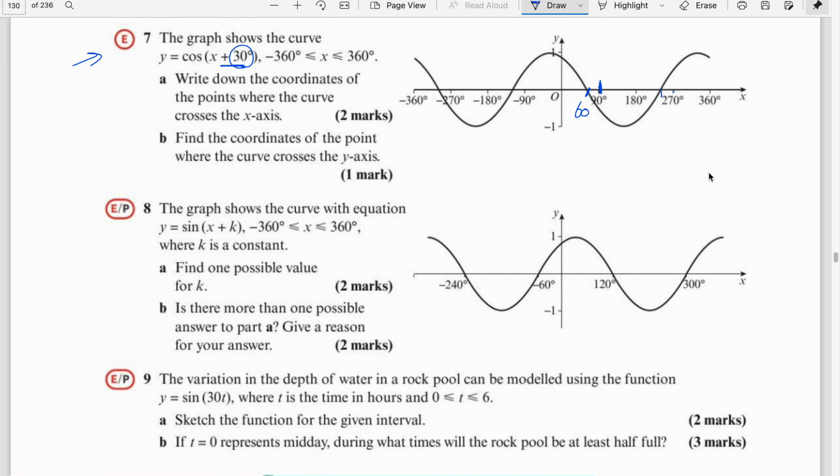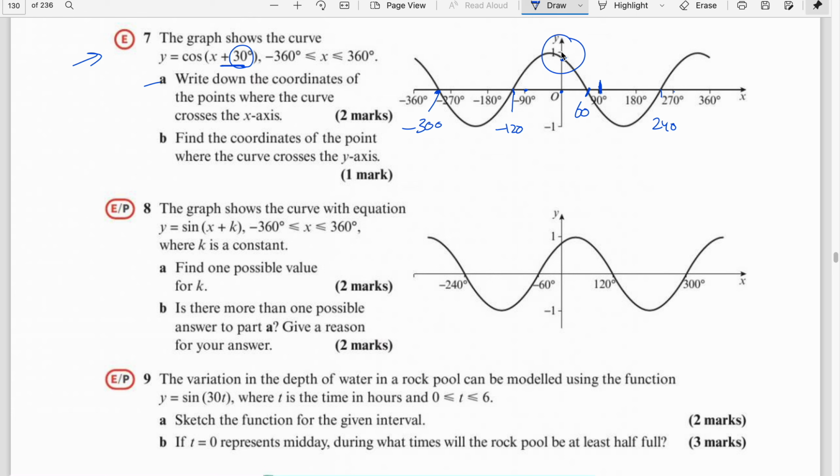So this is now 60. 270, when we take away 30 from 270, it is now 240. This was supposed to be minus 90 and it has moved 30 degrees backwards and it is now minus 120. And again from minus 270 it has moved back 30 degrees. This is now minus 300 degrees. B part says find the coordinates of the point where the curve crosses the y-axis. So it is crossing at this point.